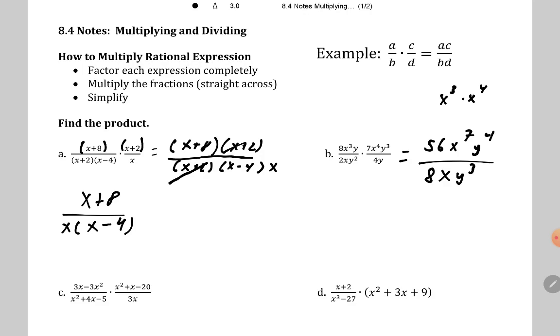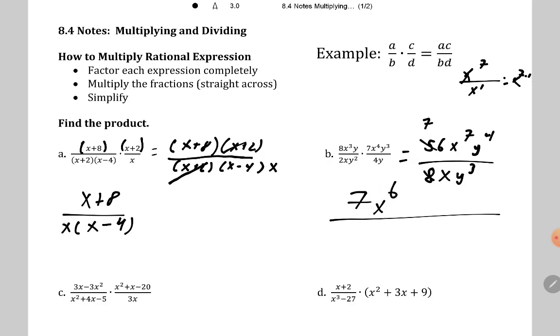Okay, and now we can reduce. 8 goes into 56 7 times. So we have 7 up top. X to the 7th divided by x. So remember, when we're dividing, x to the 7th divided by x to the first, we subtract the exponents. So this will be x to the 6th. Y to the 4th divided by y cubed, and we'll get y to the 1st. 4 minus 3 is 1. And there's nothing left at the bottom but 1. So that can just go away, because anything divided by 1 is itself.